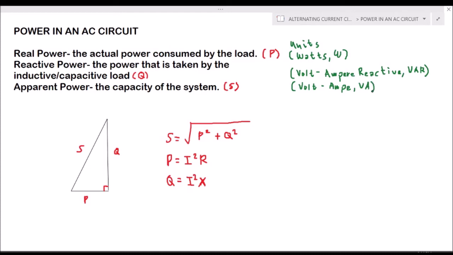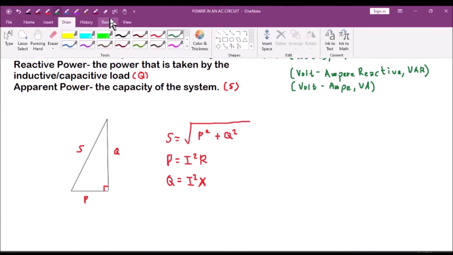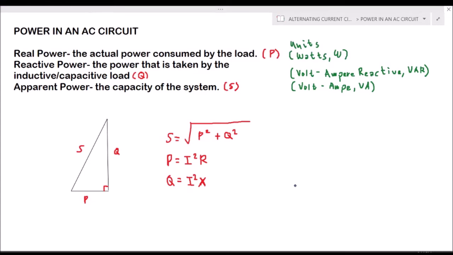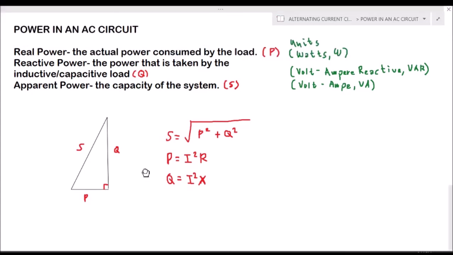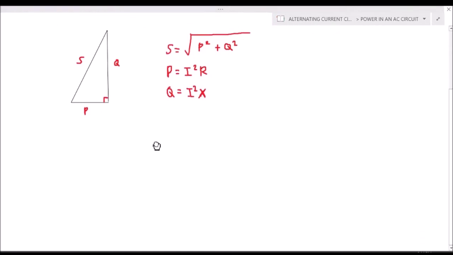So let's compare the power in an AC circuit and in a DC circuit. If we go back to DC, direct current power, our power, still with symbol P, is equal to V times I. This is the main formula for power in a DC circuit, and the unit of this is watts.